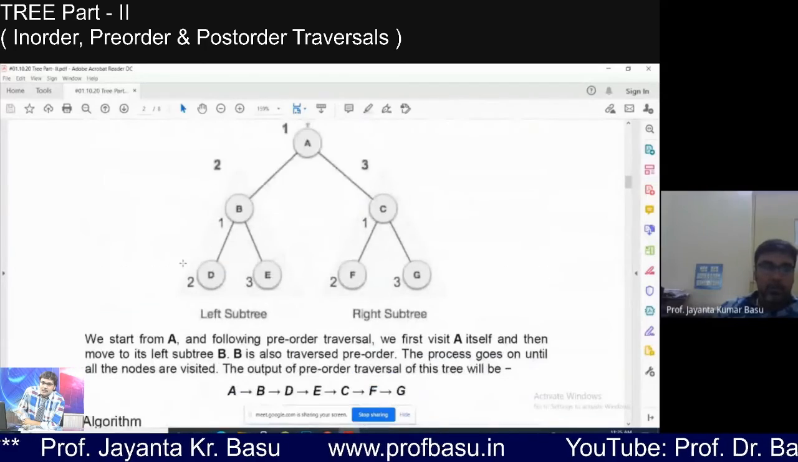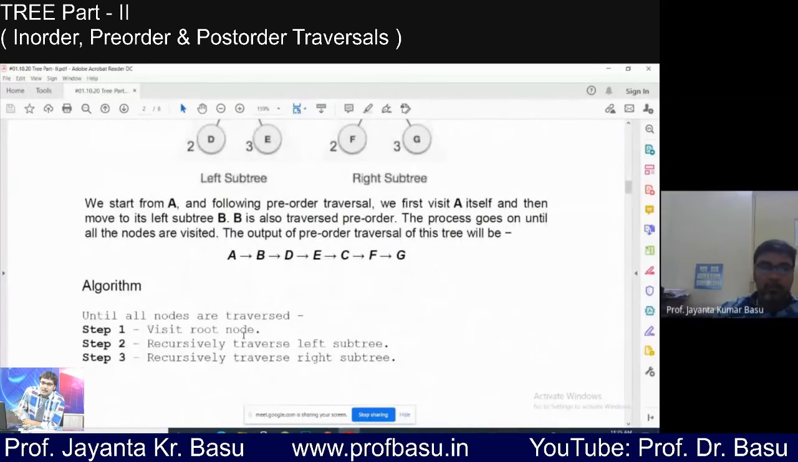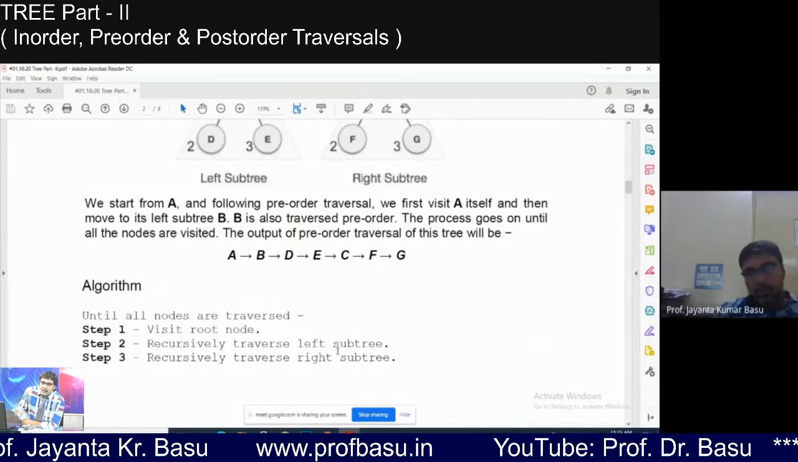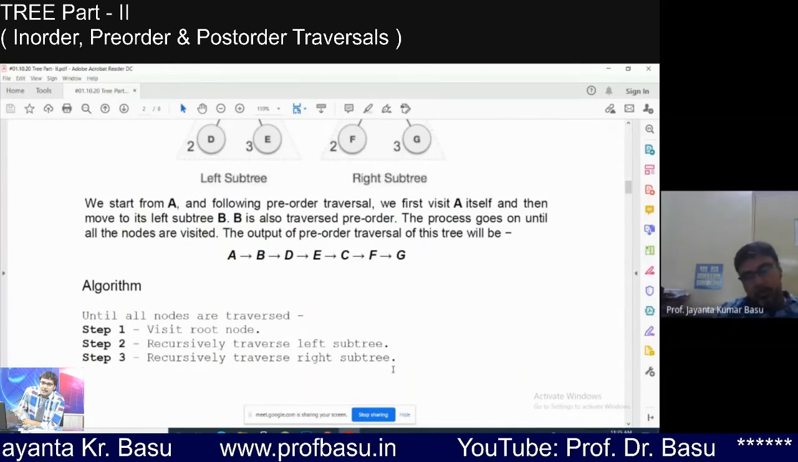First step: visit the root node, then recursively traverse the left subtree, then recursively traverse the right subtree.